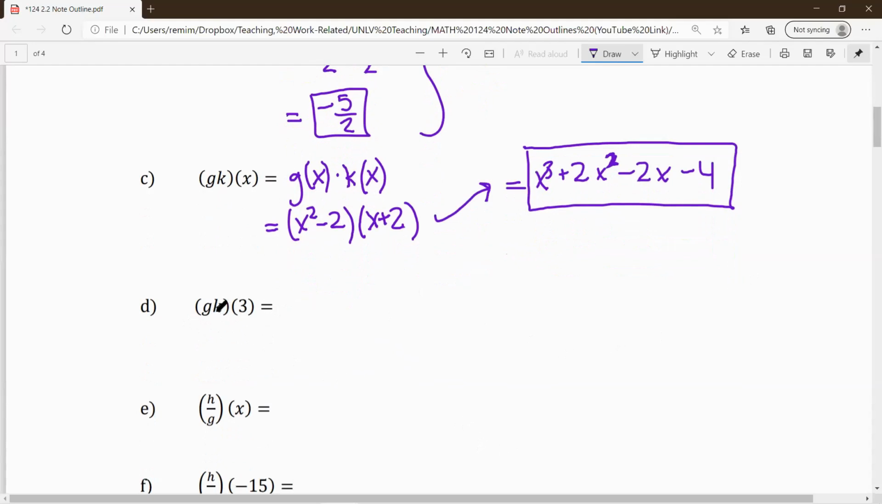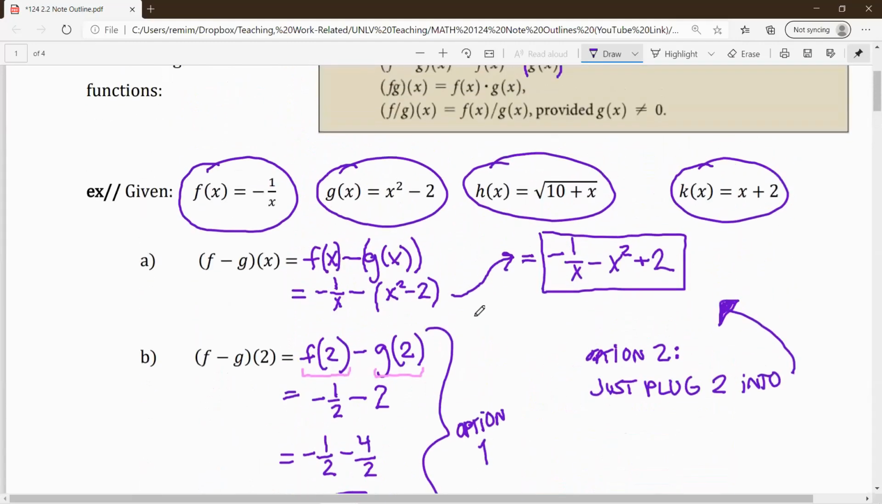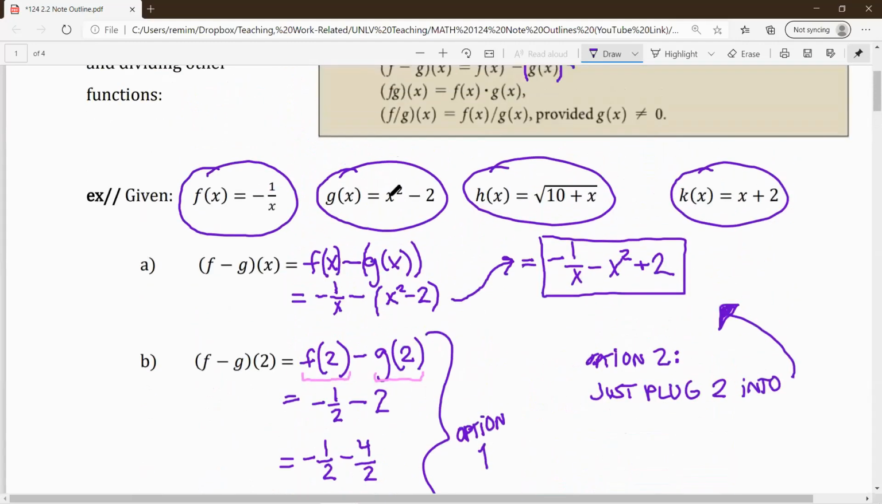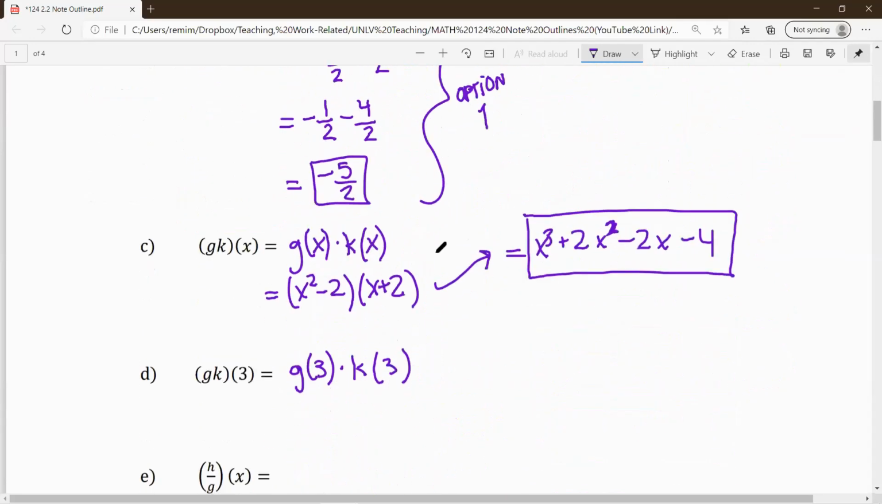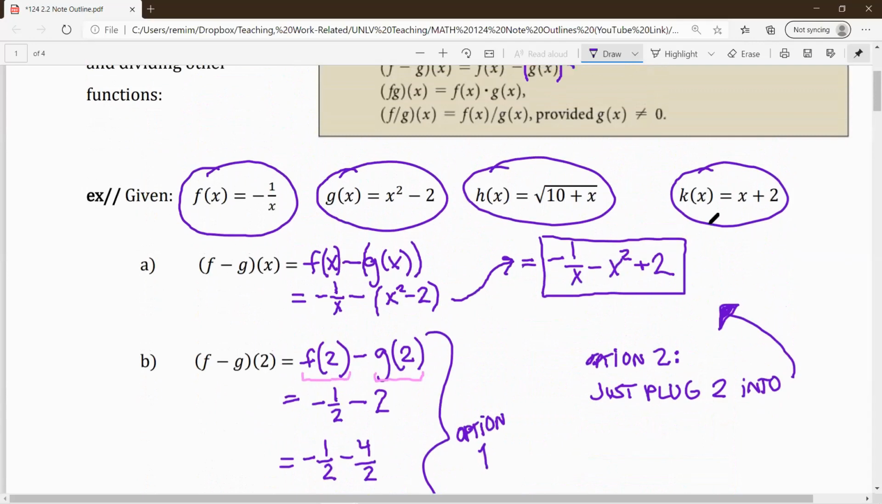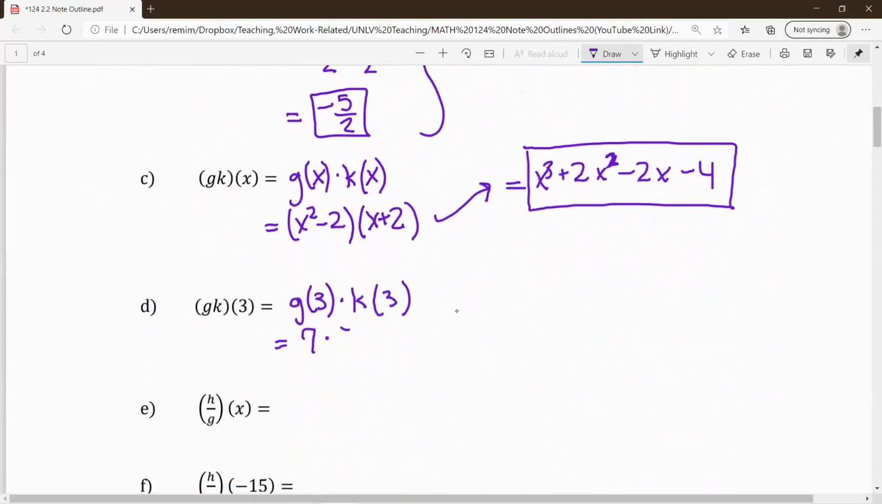And then part D, it's gk of 3. So that means we're going to multiply the two functions, but instead of having x's here and here, we're going to have 3's. So this means take g of 3 and multiply it by k of 3. So let's find out what g of 3 is. g of 3 means plug 3 into this function. So I have 3 squared minus 2, so 9 minus 2, which is 7. We got 7 times, and then k of 3, we would plug 3 in right there. So 3 plus 2 is 5. So times 5, and of course that's just 35. And again, this is option 1.